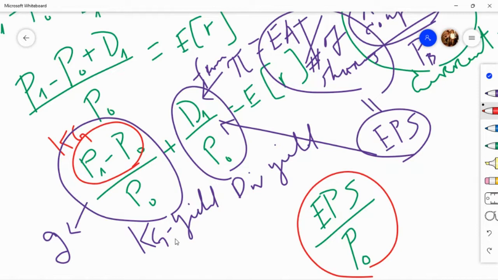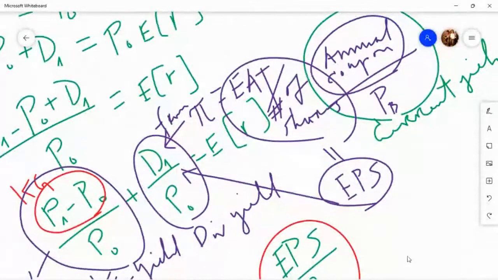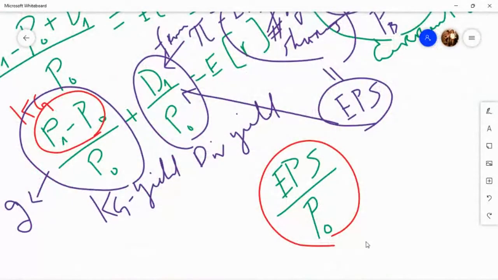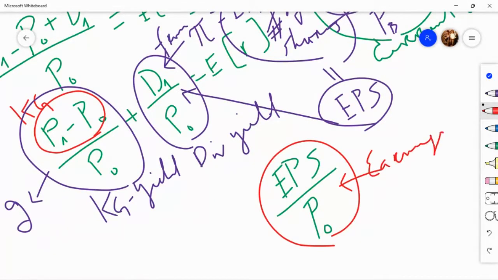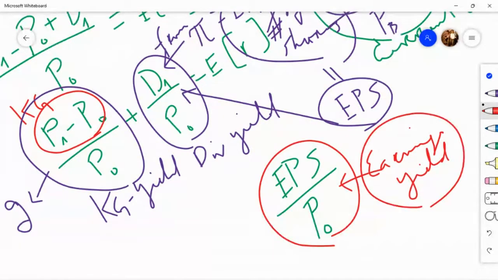This is called capital gains yield. This is called dividend yield. This is called current yield. And what should this be called? Well, this is called earnings yield. Look at the common thread in these names: when you divide by price, it's called yield.